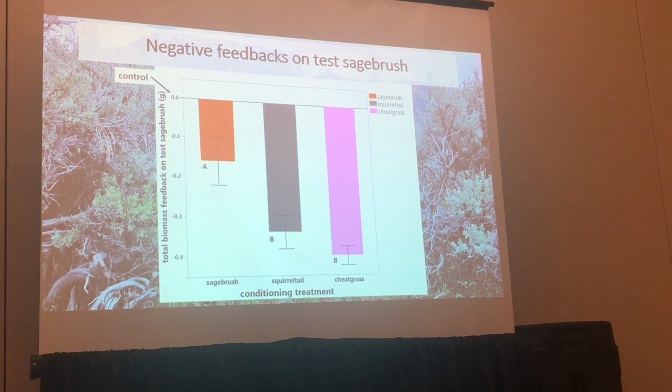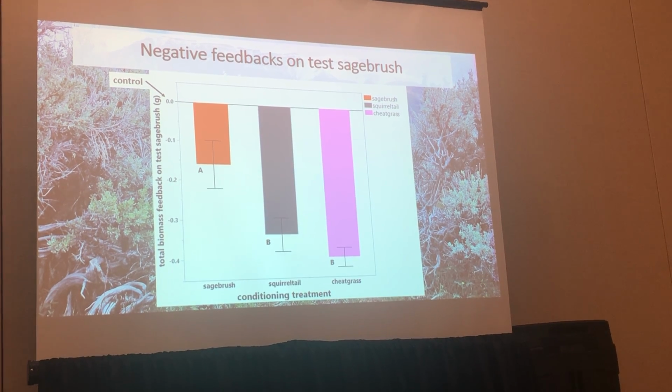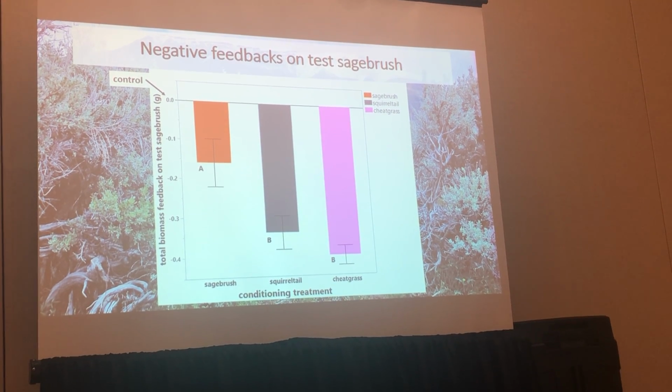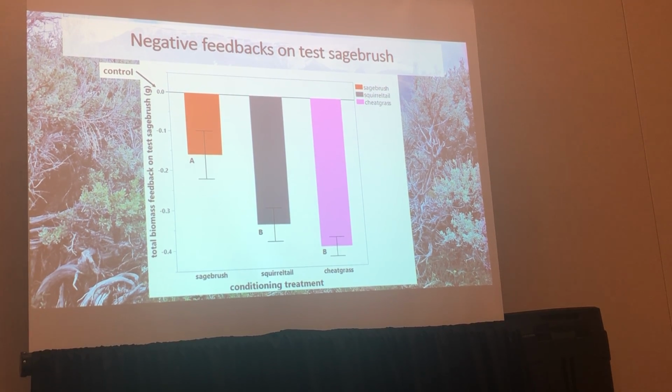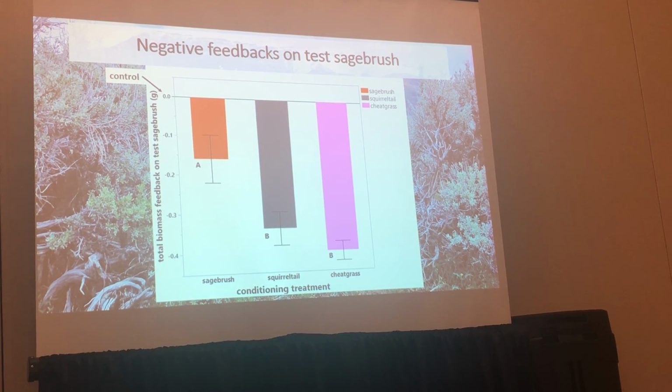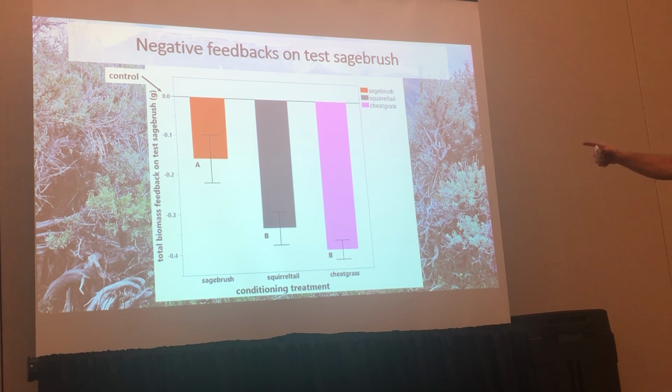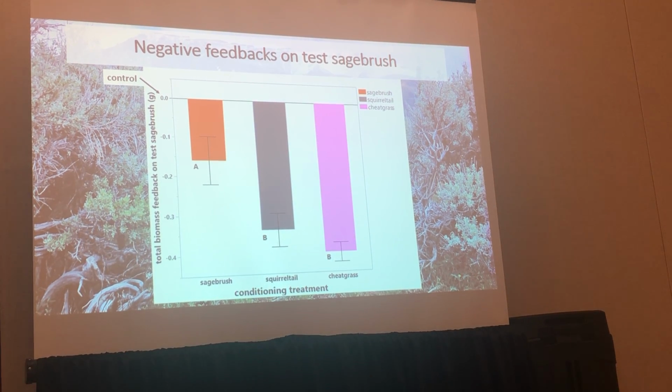A lot of them were just barely growing, or they didn't even get past when I transplanted them, a little bit larger than germination. So it was a huge suppressive effect. The letters are the significant differences between groups.